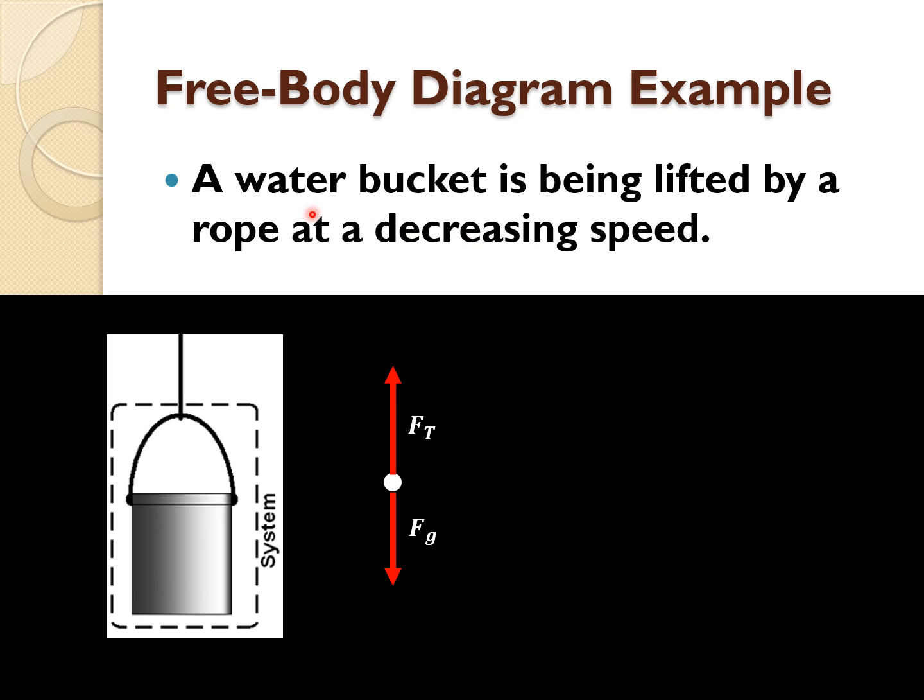Okay, so it says that the bucket is being lifted, so the velocity is upward, and it says that it's decreasing in speed, so that means the acceleration has to be downward. If you remember from Unit 1, when acceleration and velocity are in opposite directions, objects slow down. When they're in the same direction, they speed up. So since the object is being lifted, moving upward, and it's decreasing in speed, the acceleration has to be in the opposite direction, which is downward. By Newton's second law, if the acceleration is downward, the net force has to be downward. If the net force is downward, the downward force has to be bigger than the upward force. So the force of gravity is going to be greater than the force of tension.